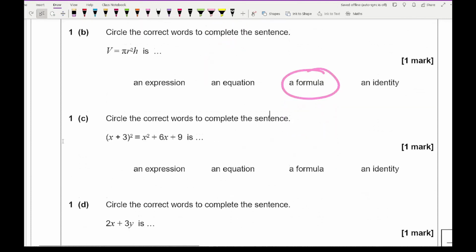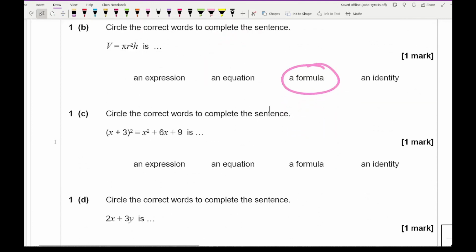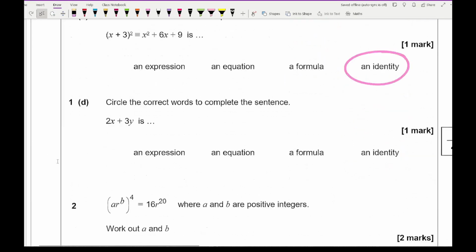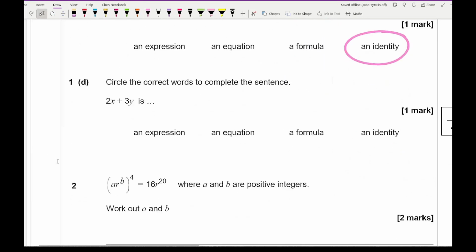Then for 1c, it says circle the correct words to complete the sentence, and it says x plus 3 squared, and then we've got our identity symbol, so that there is going to be an identity. And then for 1d, it says circle the correct words to complete the sentence of 2x plus 3y. Well, because there's multiple letters and there's no equals, it's going to be an expression.